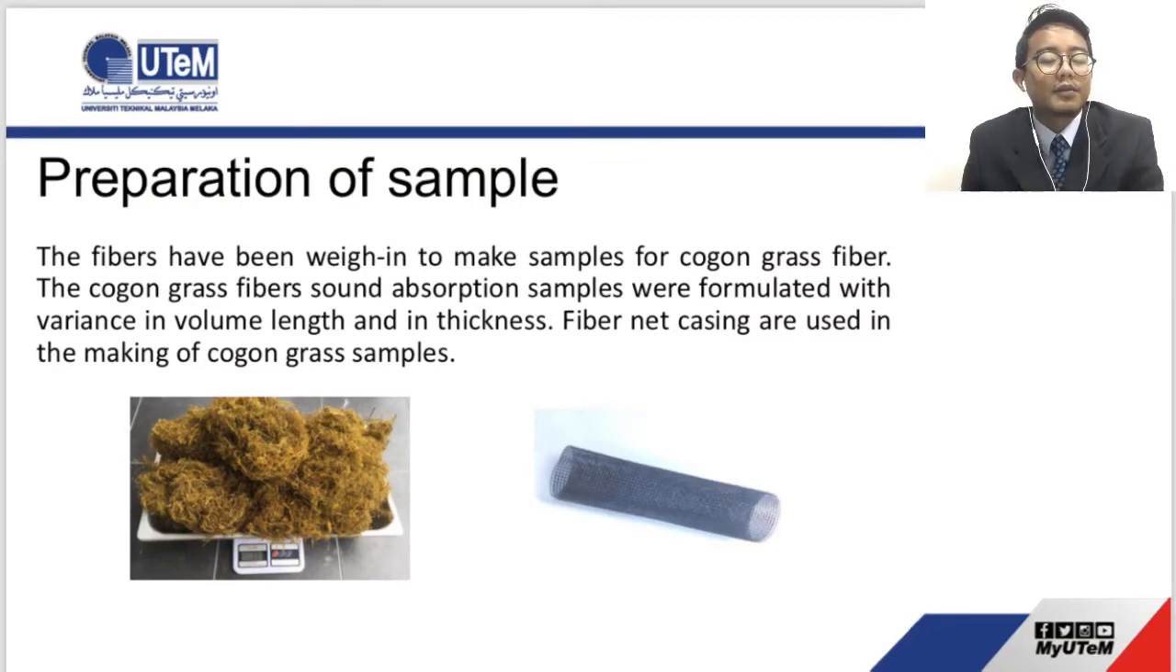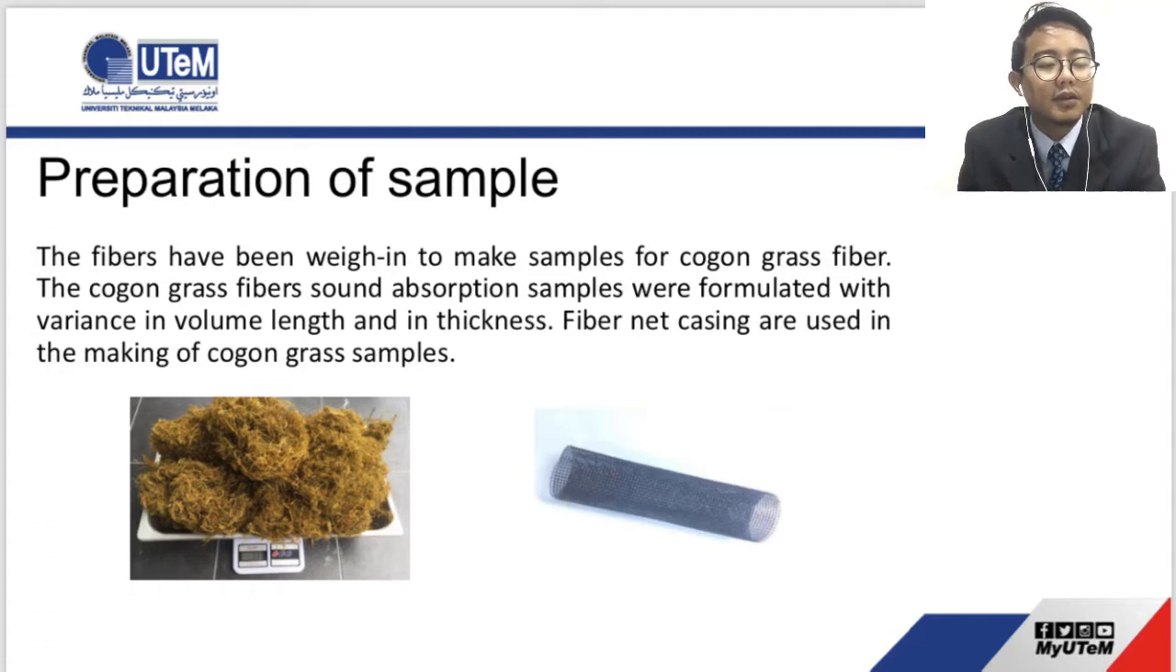This is the preparation of the sample. The fibers have been weighed to make samples of COGON grass fiber. The COGON grass fiber sound absorption samples were formulated with variance in volume, length and thickness. Fiber net casing is used in the making of the COGON grass sample. This is an example picture of COGON grass fiber that is fully extracted and then weighed, and the fiber net casing.